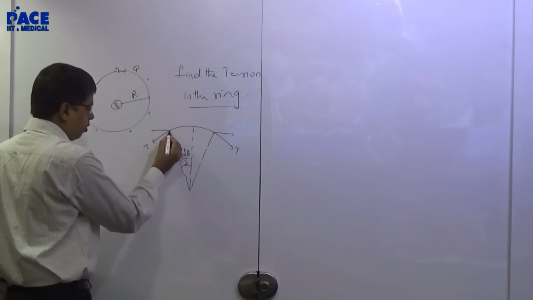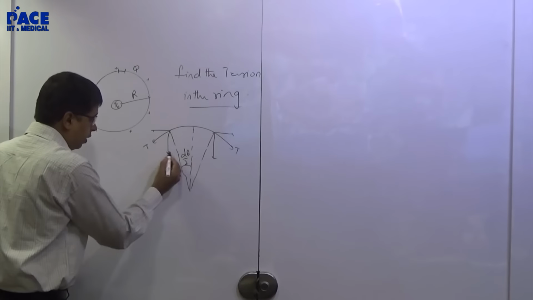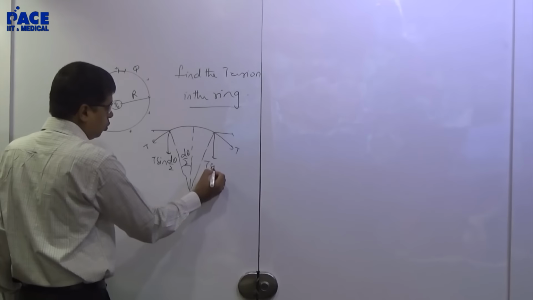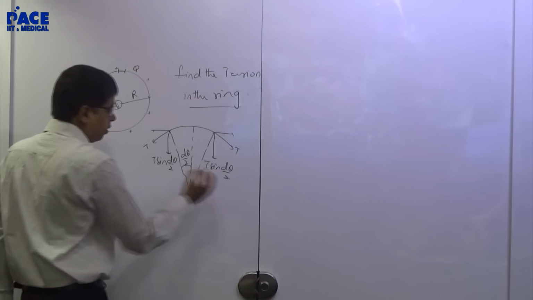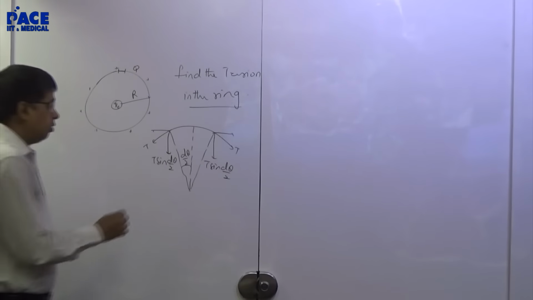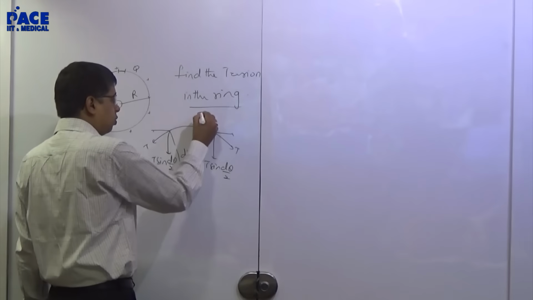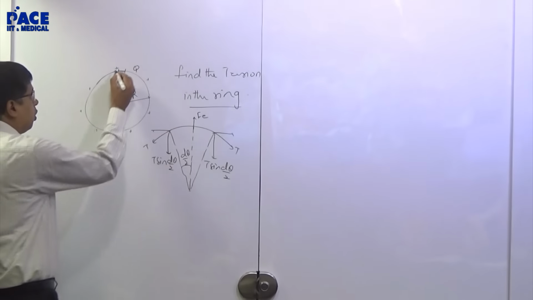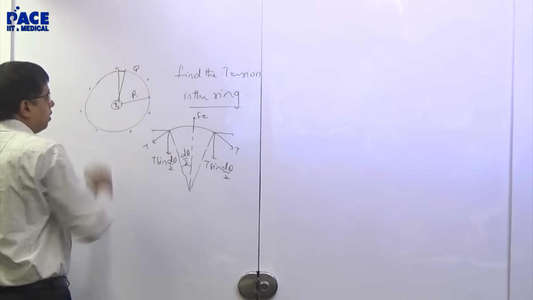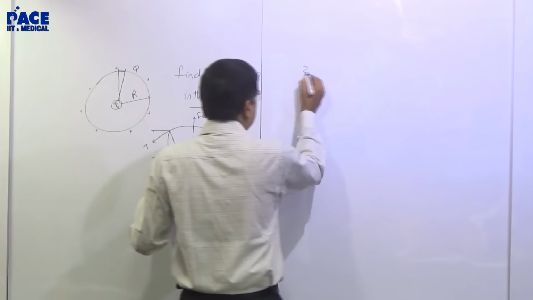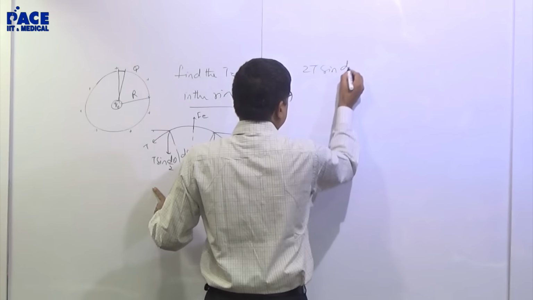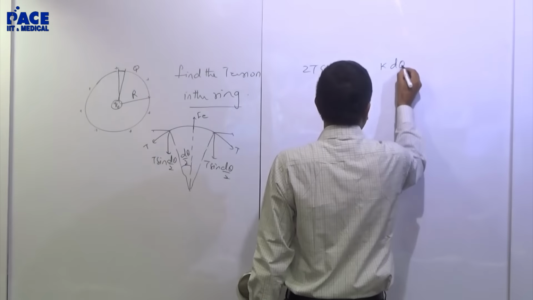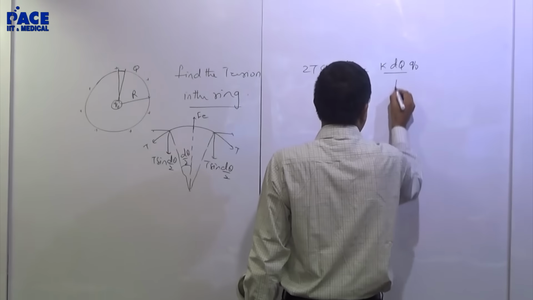The horizontal components cancel out. Vertical components will be T sine d theta by 2, T sine d theta by 2. Now this will be equal to the electrostatic repulsion between Q0 and the charge on the small element. Right? So 2T sine d theta by 2 will be k dq Q0 by r square.